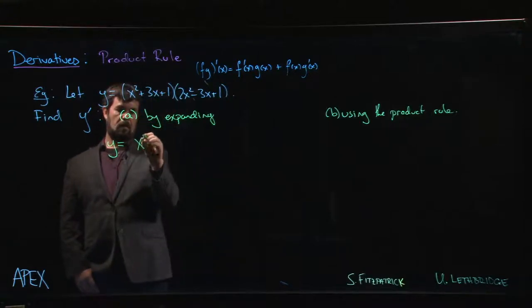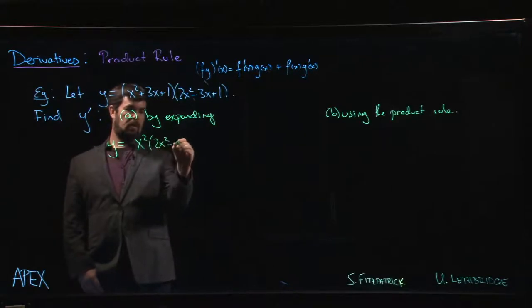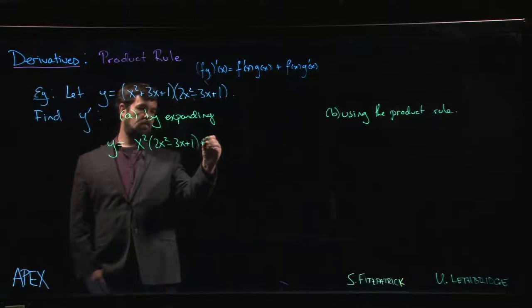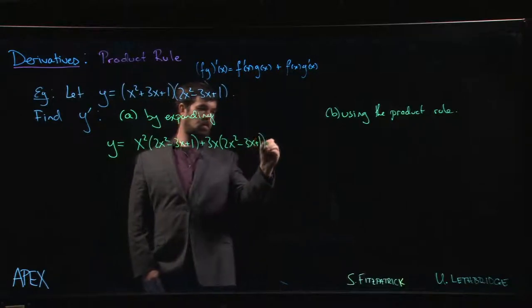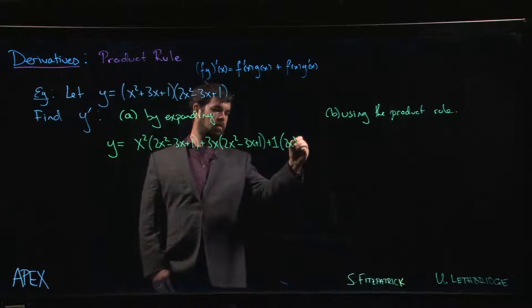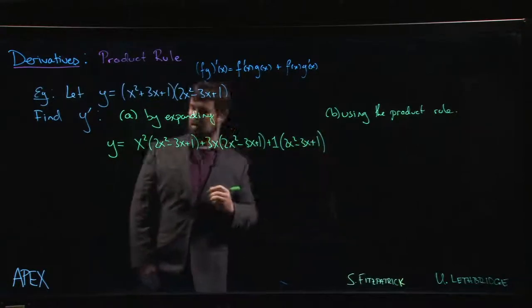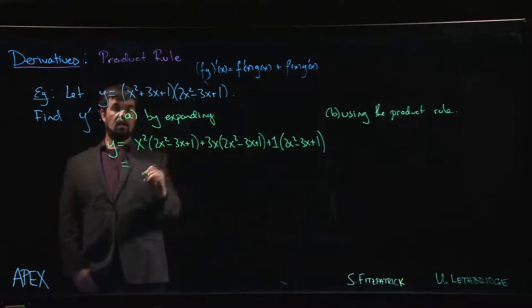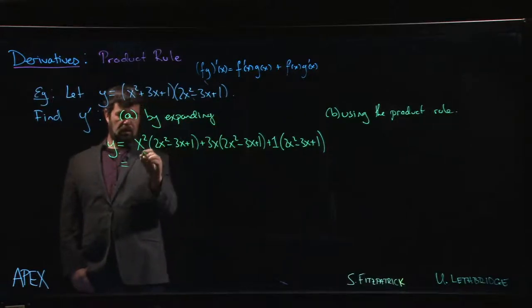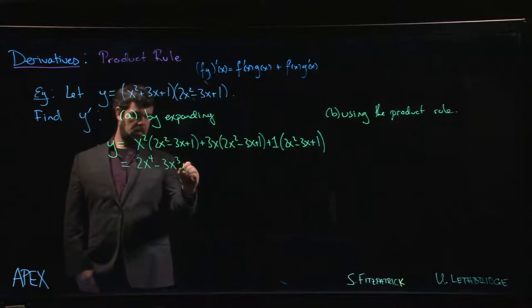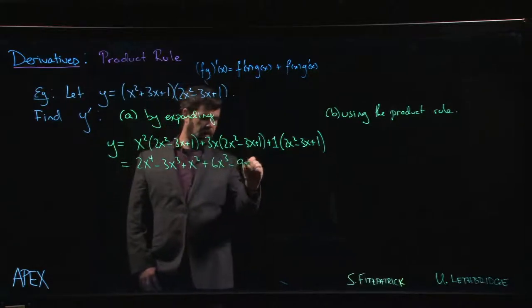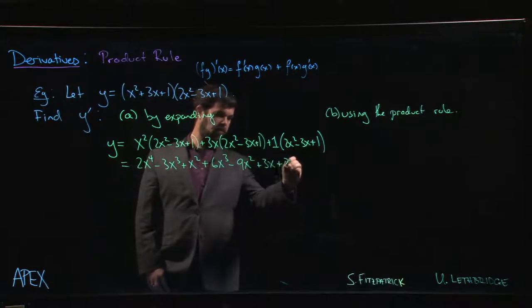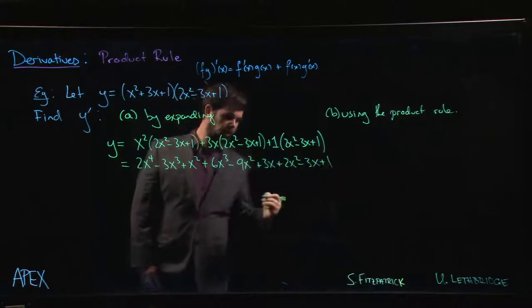So x squared times 2x squared minus 3x plus 1, 3x times 2x squared minus 3x plus 1, plus 1 times 2x squared minus 3x plus 1. And now we distribute again through the second set of brackets. So we have x squared times 2x squared, so 2x to the 4, minus 3x cubed plus x squared, plus 6x cubed minus 9x squared plus 3x, plus 2x squared minus 3x plus 1.